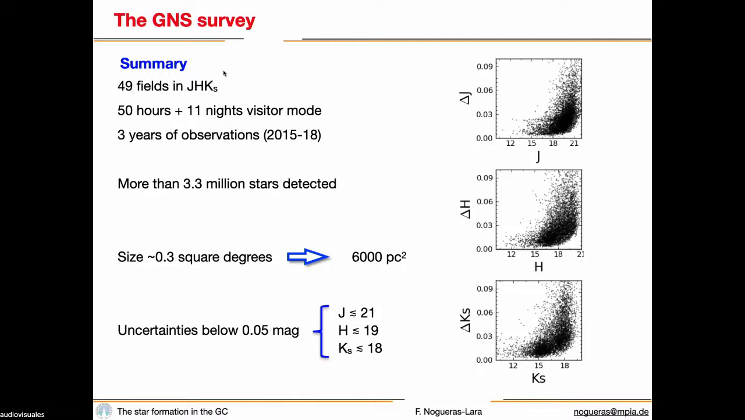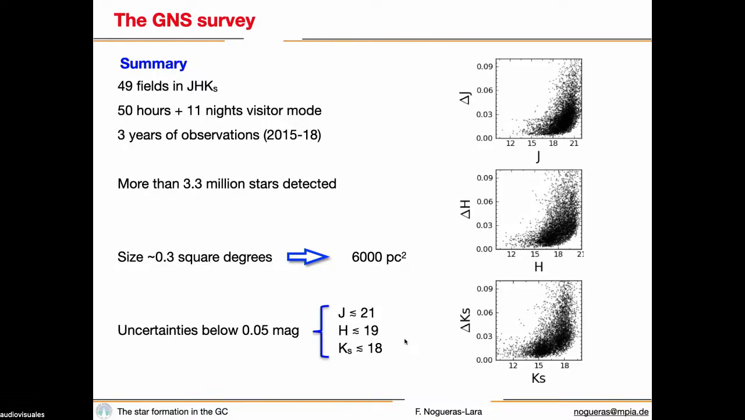In total, we were observing the galactic center for 50 hours, plus 11 nights in visitor mode, and it was 3 years of observation. We started in 2015, and we finished in 2018. And in total, we have more than 3 million stars here in this tiny region in comparison to the large scales of the galaxy. The total size of the Galactic Nucleus Survey is around 0.3 square degrees, which means something like around 6,000 square parsecs. And the uncertainties are very, very good.